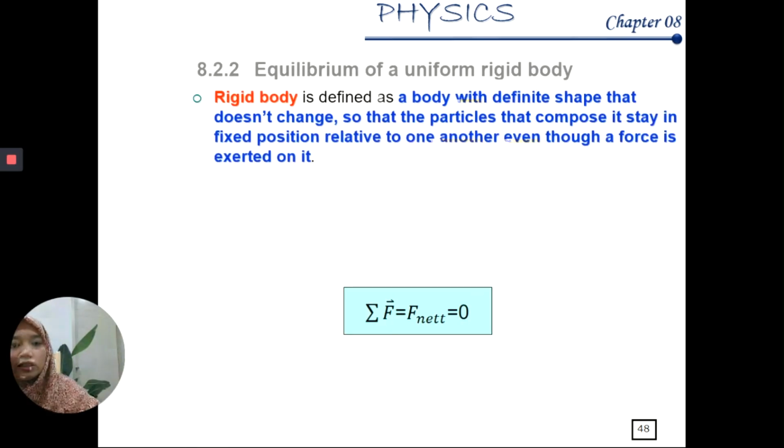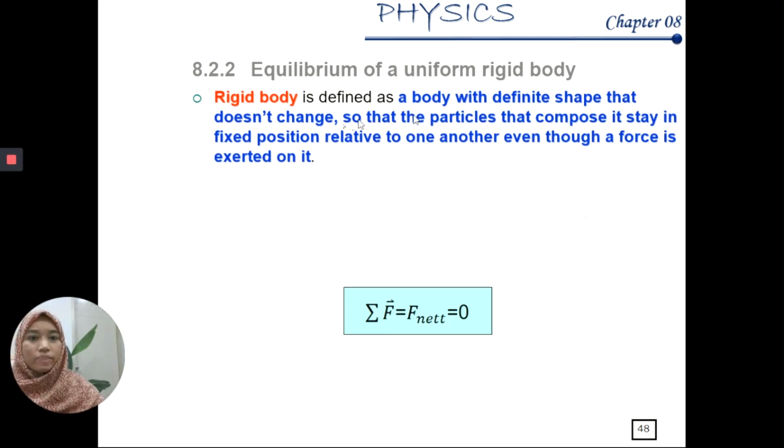Next, the second subtopic, equilibrium of a uniform rigid body. A rigid body is defined as a body with definite shape that doesn't change, so that the particles that compose it stay in fixed position relative to one another even though a force is exerted on it. This is an example of a rigid body. Whatever the force exerted on this bottle, the bottle will stay there.